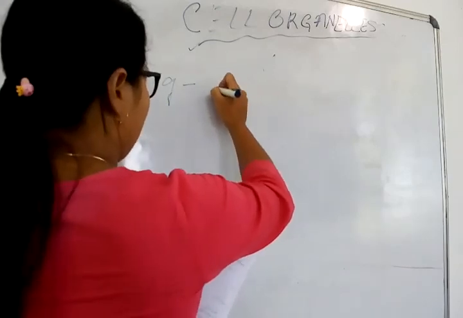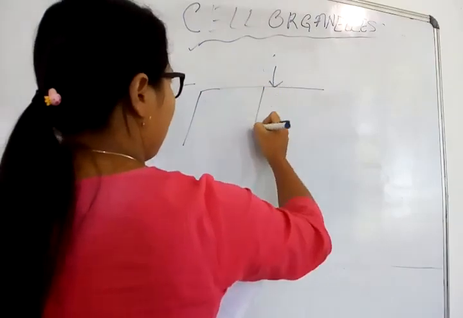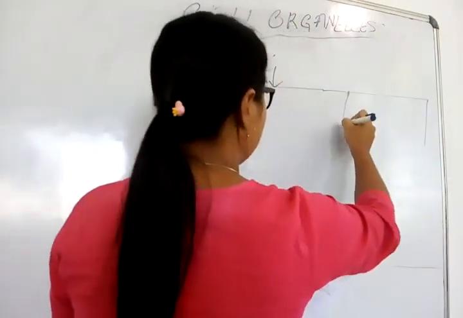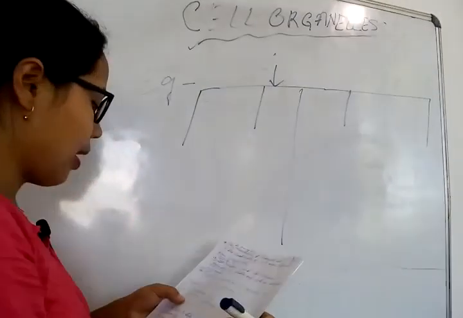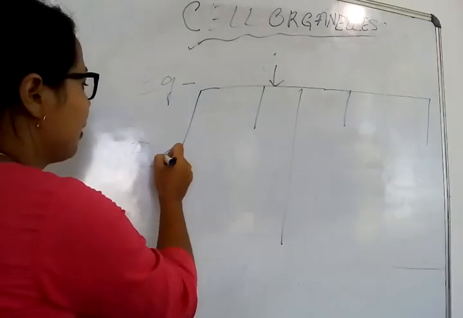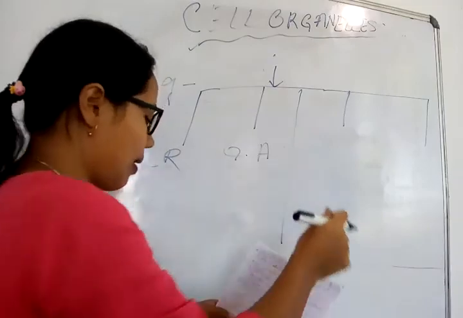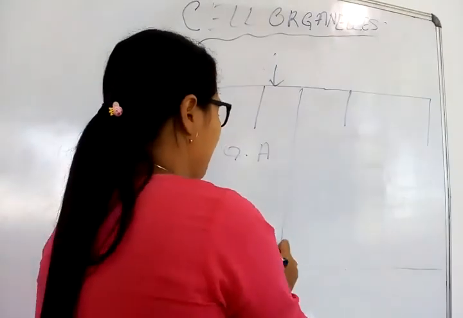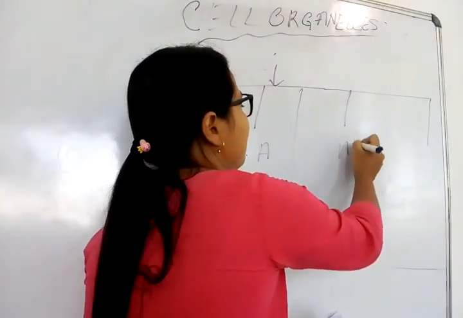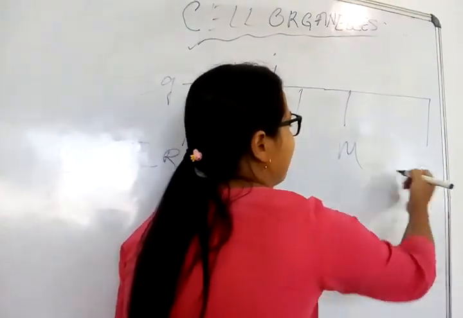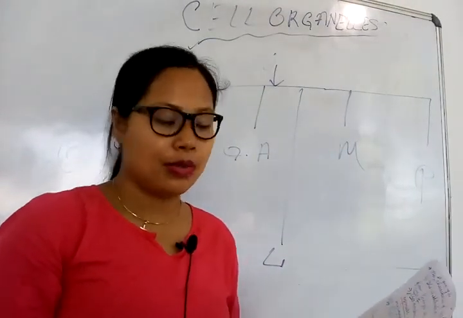We actually have a huge number of cell organelles, but we will be studying five in this chapter. The first one is endoplasmic reticulum, the second one is Golgi apparatus, the third one is lysosome, the next one is mitochondria, and the last one is plastids. So we will be discussing the cell organelles in this chapter.